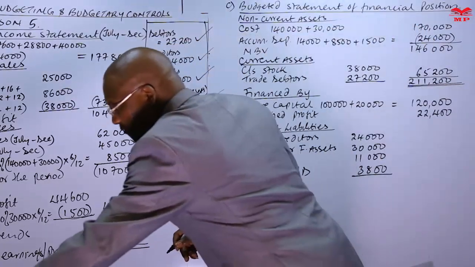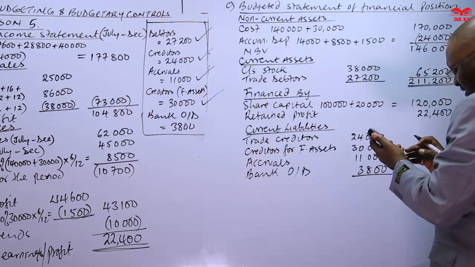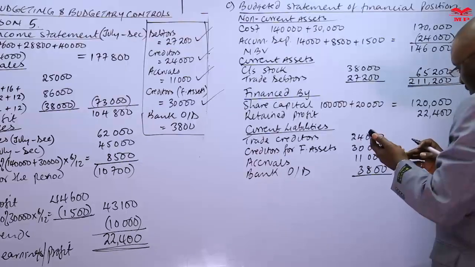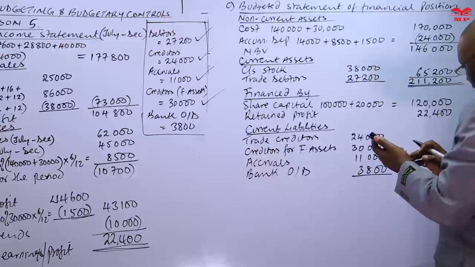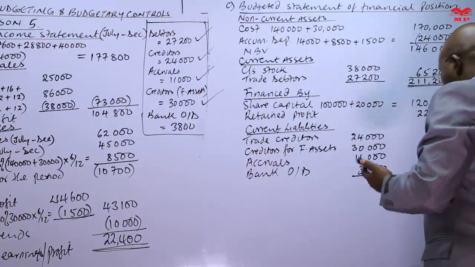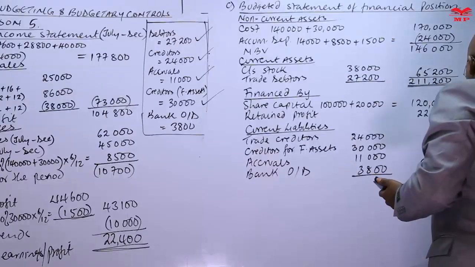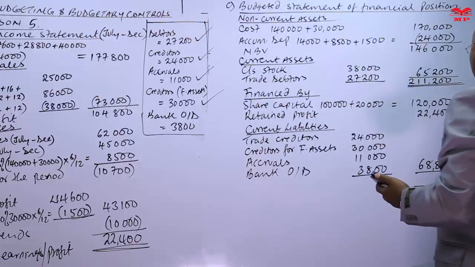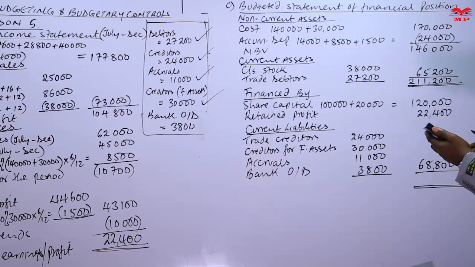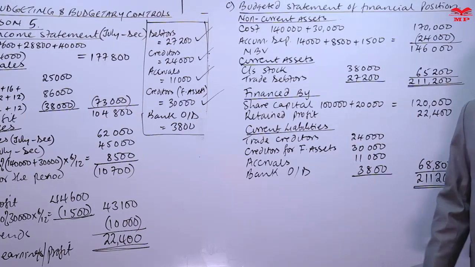So when I add this, I'll have 24,000 plus 30,000 plus 11,000 plus 3,800. I get 68,800. When I balance this, it should balance with the first balancing figure, which is 22,400 plus 120,000 plus 68,800. It is 211,200. And therefore it has balanced, and that is what we call the balance sheet.